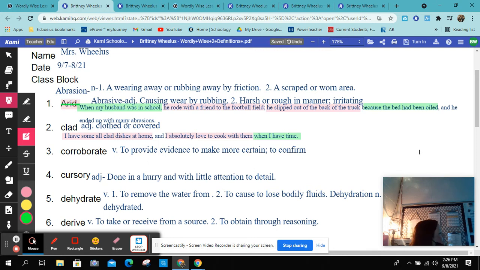Okay. He slipped out of the back of the truck, because using that because right there, that is a subordinating conjunction, meaning it's beginning a subordinate clause. What is a subordinate clause? That is another word for what? Dependent. Very good. All right. We could have just said he slipped out of the back of the truck because, and he ended up with abrasions.